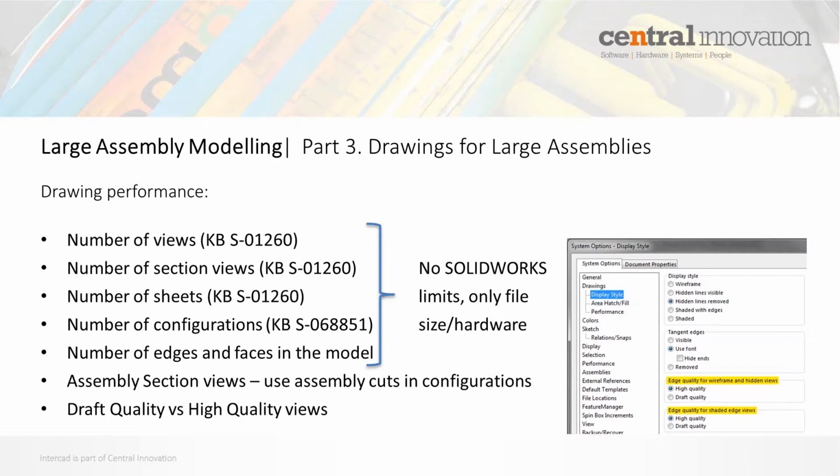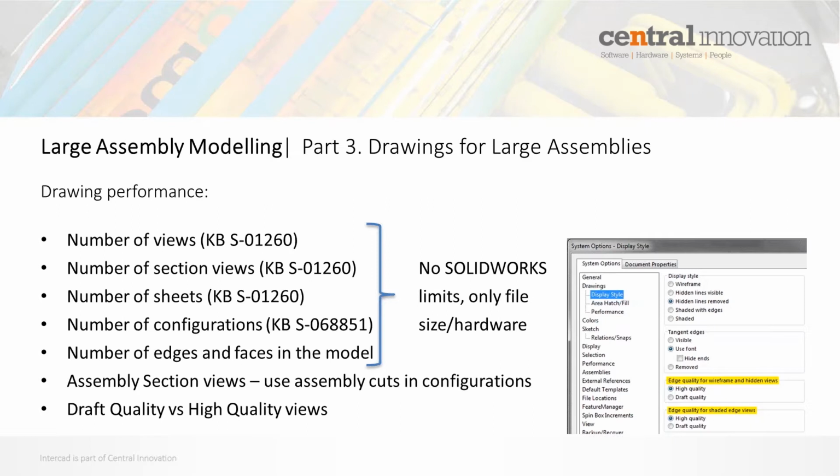Assembly section views. There's a note here about section views on large assembly models, and the best practice here is to use assembly cuts in configurations rather than putting actual sections in the drawing sheet itself. So using the section tool in the drawing. The reason is because section views are the most expensive in terms of view calculation time.